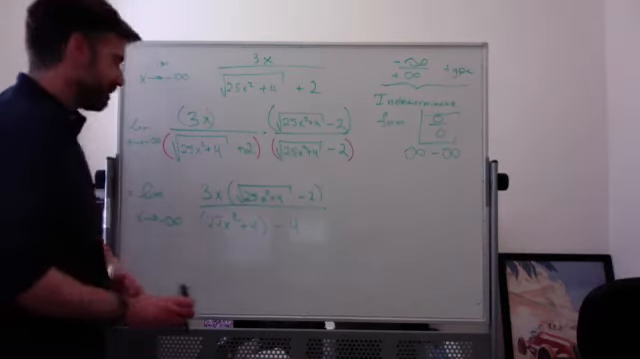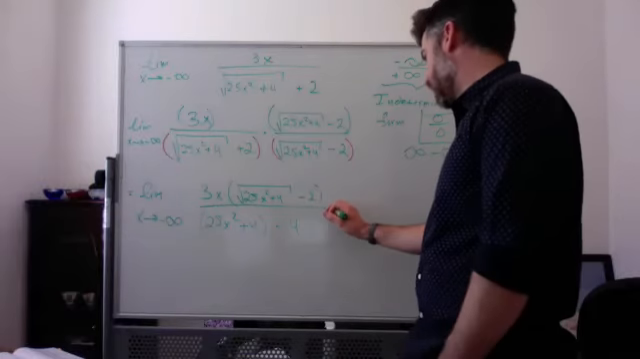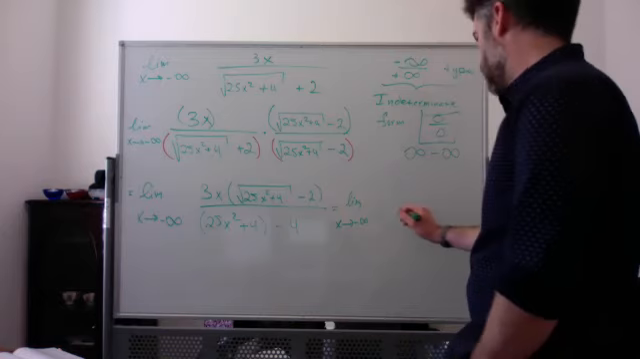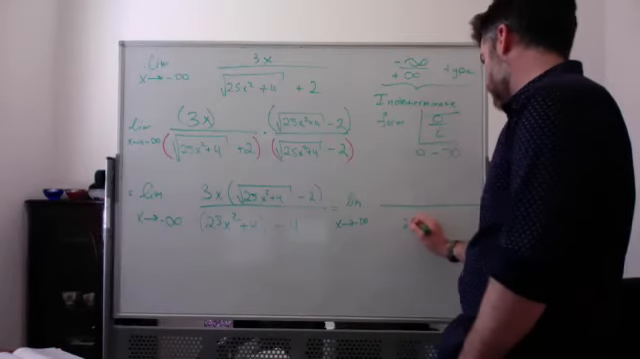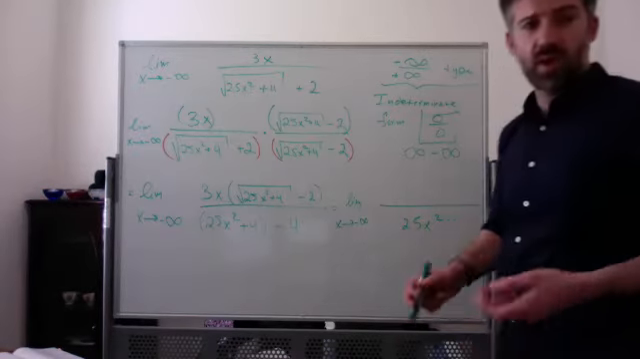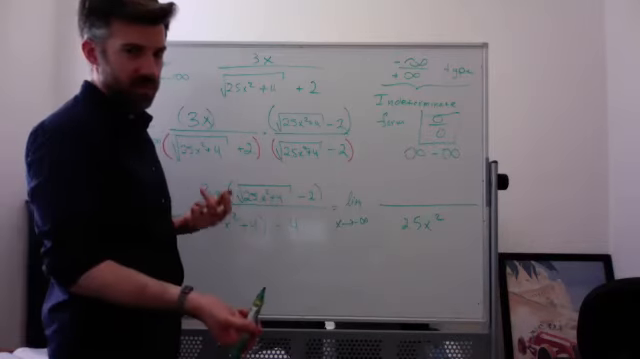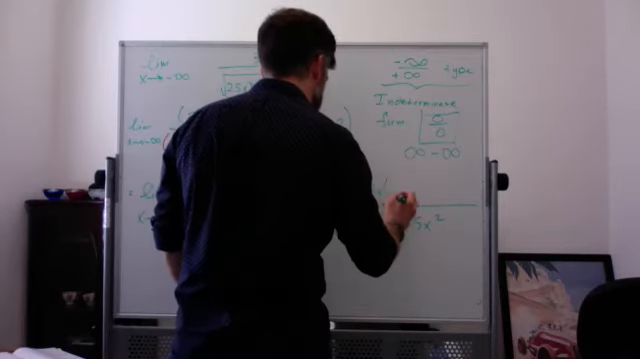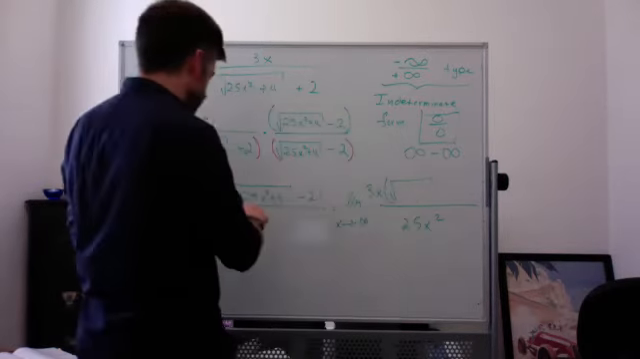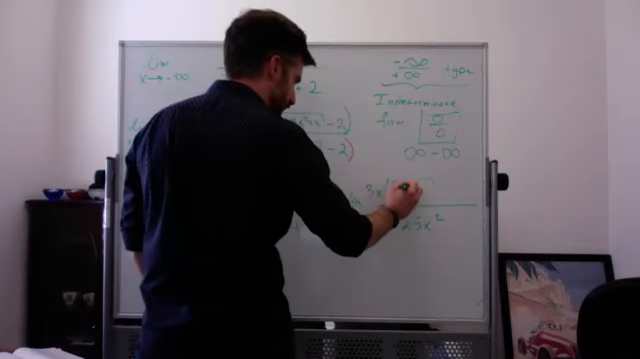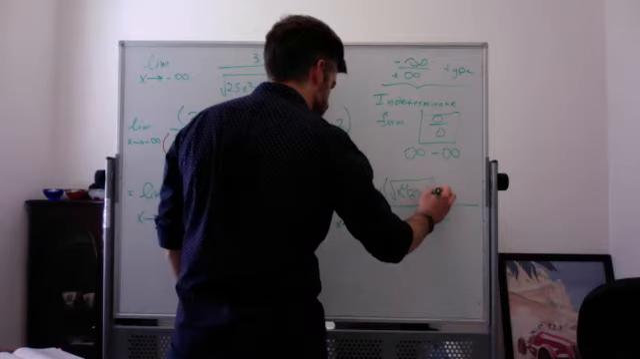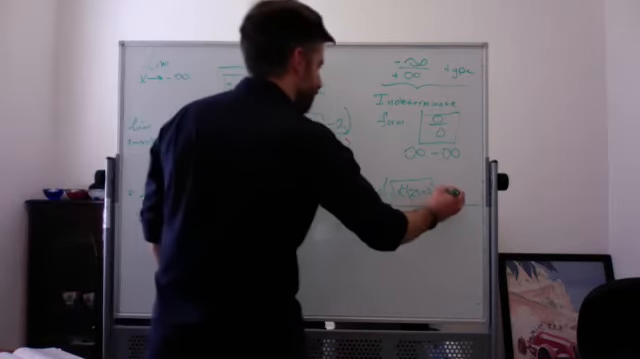Okay, so then we're going to simplify. We're going to get the limit as x goes to minus infinity. The denominator is going to be just 25x squared. And for these ones with the square root of something with an x squared, the idea is you're going to factor out the x squared from inside the square root. So I'm going to have 3x times the square root of x squared times 25 plus 4 over x squared, minus 2.